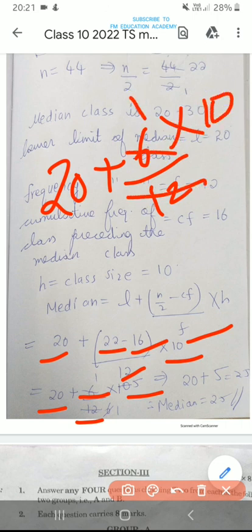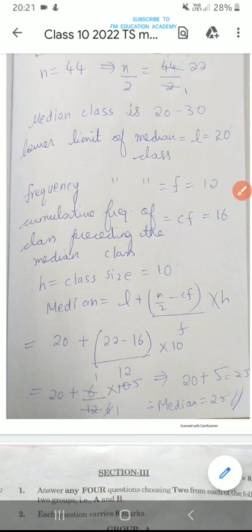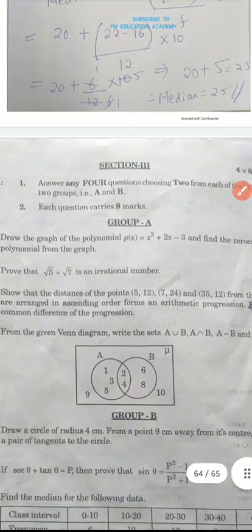6 1s are 6, 6 2s are 12, 2 1s are 2, 2 5s are 10. So we have 20 plus 5, that is nothing but 25. Therefore, we got the value of median as 25. Very easy and simple calculation.